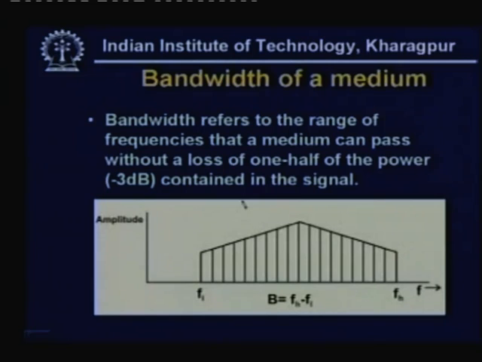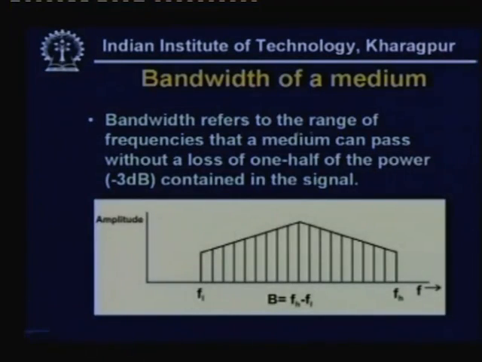First of all, let us consider the term bandwidth. In the last lecture we considered the bandwidth of a signal. What is the bandwidth of a signal? Bandwidth of a signal is the range of signal frequencies where most of the energy lies. Here it is somewhat different. Here bandwidth refers to the range of frequencies that a medium can pass without a loss of 1/2 of the power, that is minus 3 dB, contained in the signal.